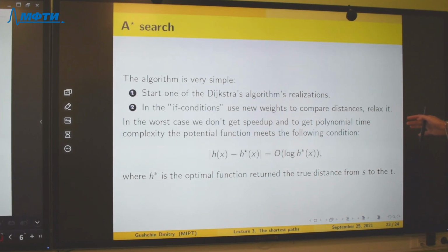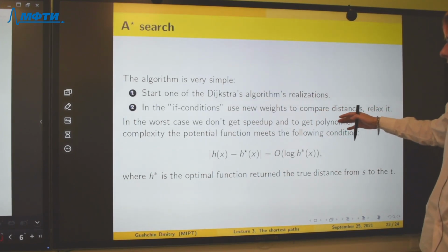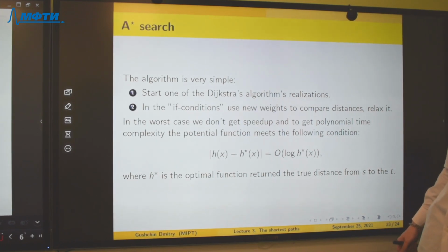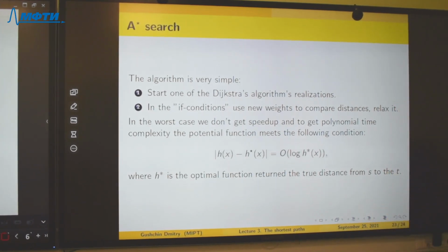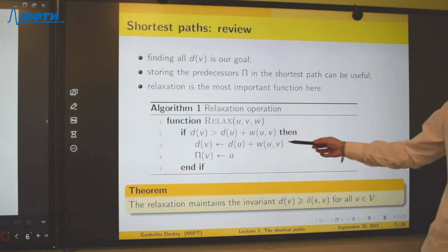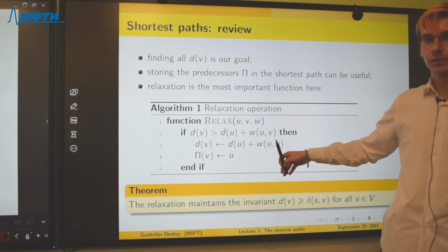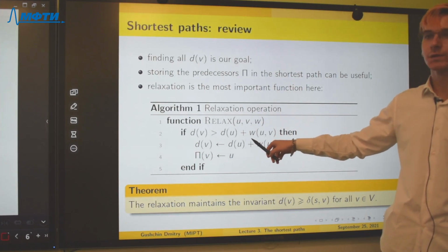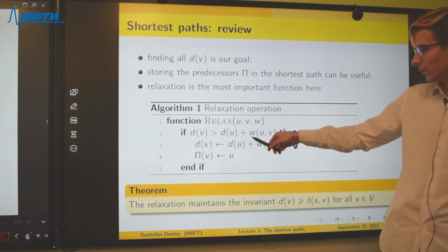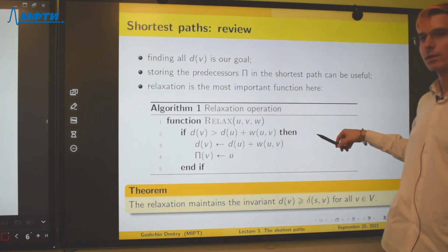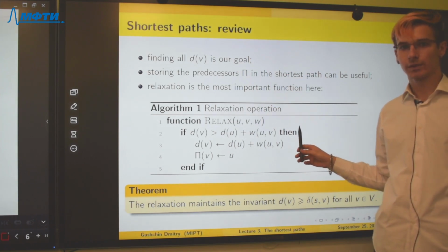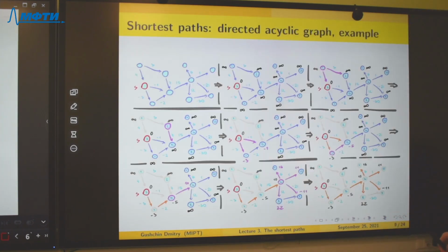So A-star search will be equal to Dijkstra's algorithm, and when you use weight comparison, we can see it in the relax operation, where we use weight. So here we use the new weights with overline. We put here weight plus potential function from U minus potential function from V. Understandable? Nice.